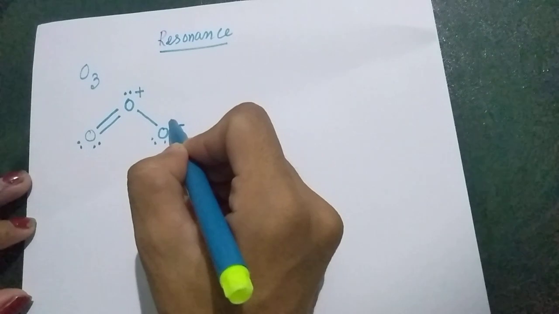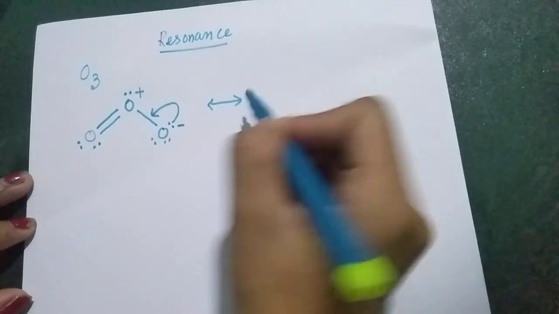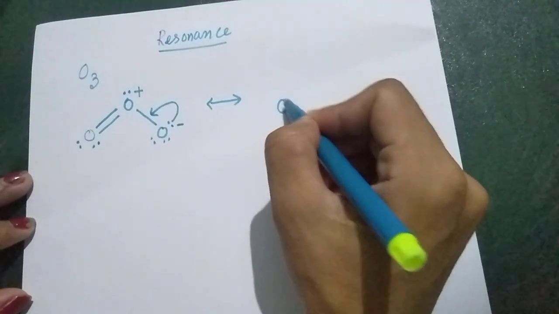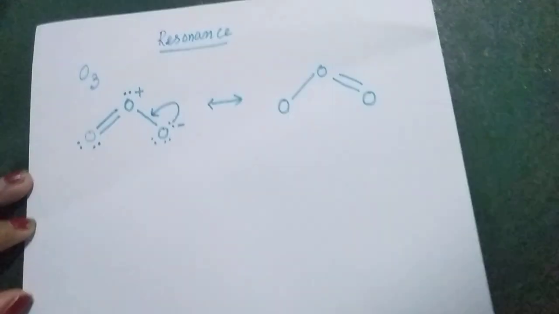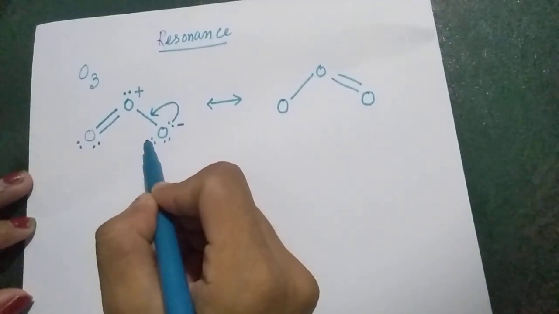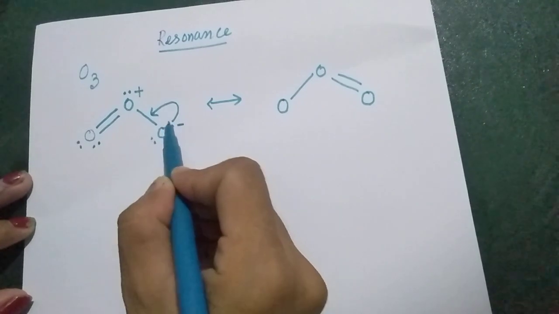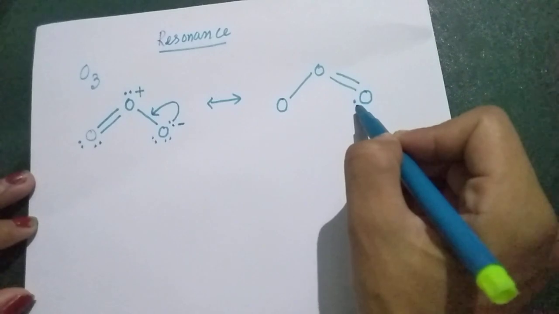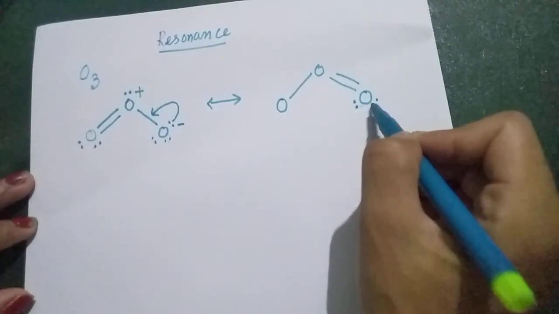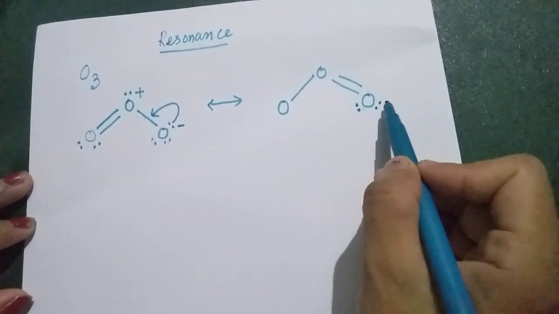Now this lone pair can change into a pi bond. So I will just transfer this lone pair here. This oxygen now will change into a pi bond. Initially, how many lone pairs were there? 1, 2, 3, three lone pairs. One lone pair has transferred here, so two lone pairs are remaining here.